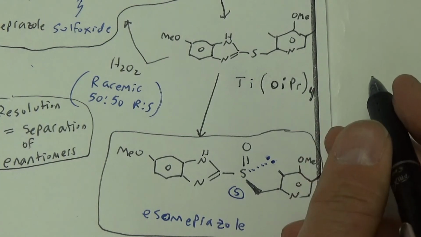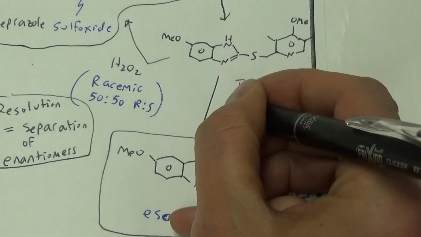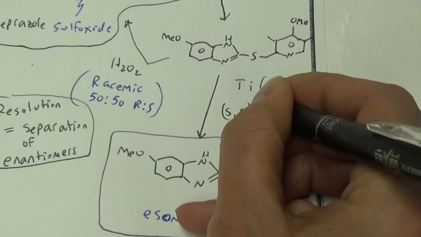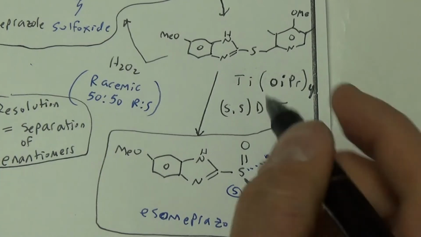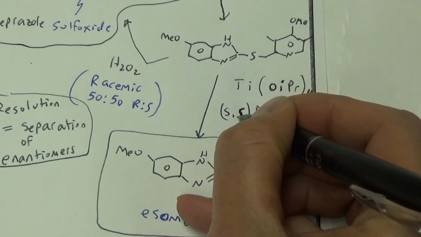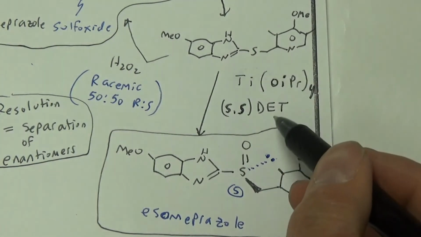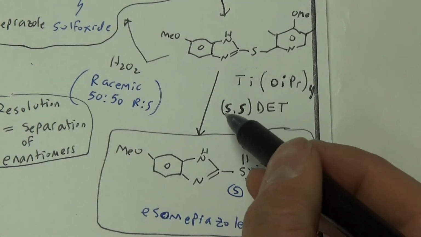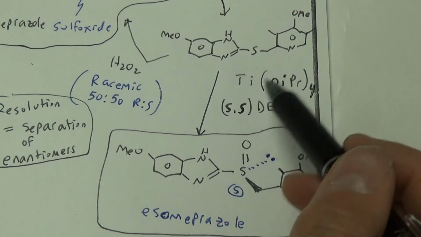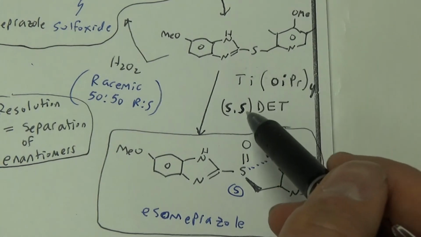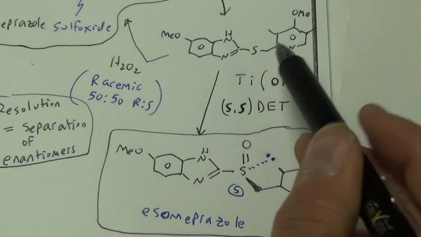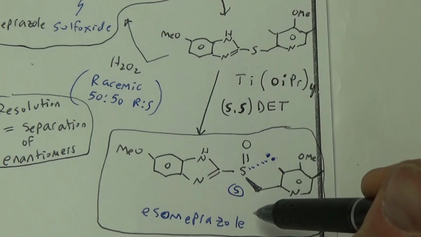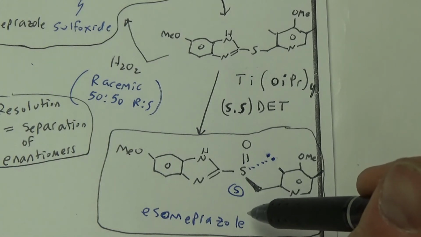And then they use something called S,S-DET, which is diethyl tartrate. It's a dirt cheap chemical that's based on tartaric acid. Tartaric acid is dirt cheap. It's chiral. That's what the S and S mean. And so this combination of reagents, this is a Lewis acid, this is a chiral molecule, dirt cheap, will selectively convert the sulfide, an achiral molecule, into a single enantiomer of omeprazole. Okay.